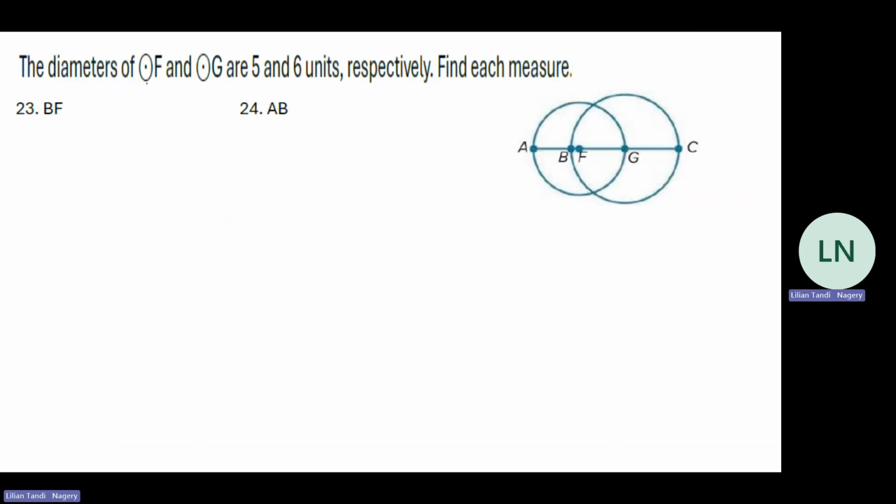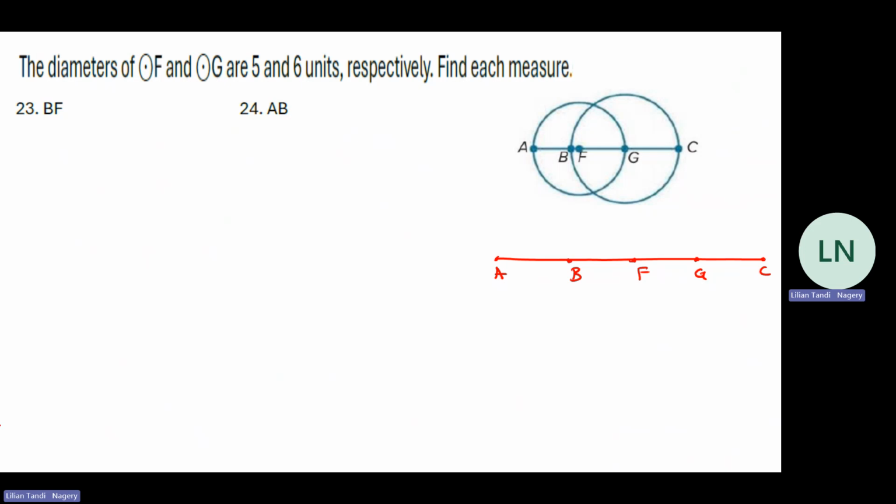The diameters of circle F and G are 5 and 6 units respectively. Now, in class, we had discussed, don't solve this question over here. Draw a line. Once you draw a line, you label. This is A, this is B, this is F, this is G, and this is C. Put the dots the way you see them in the picture.